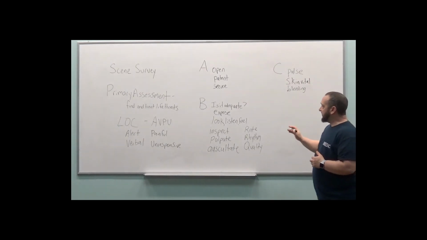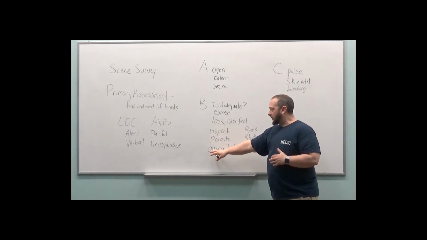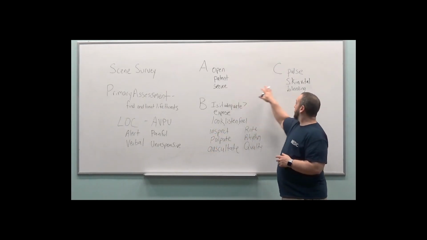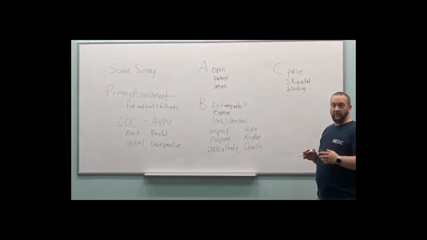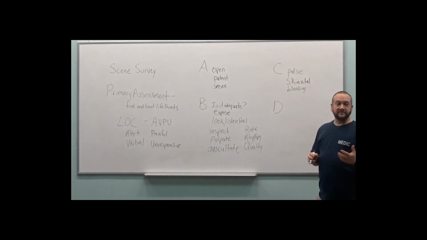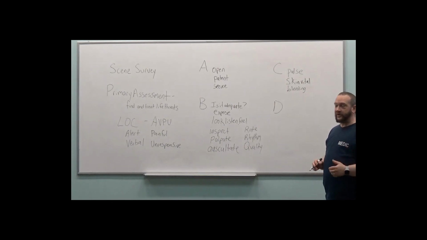So for each of these things, we're inspecting, palpating, and auscultating to determine the rate, rhythm, and quality. So we have our three things. For all of these, in your testing, this is your critical fail. We follow our alphabet, and the next thing that comes is D. To help us remember, we put this as decision. This is our transport decision.